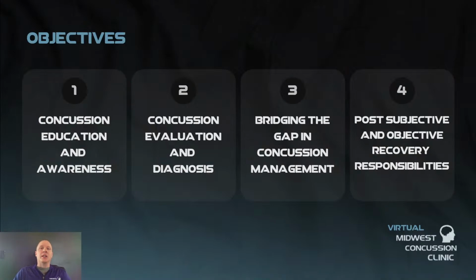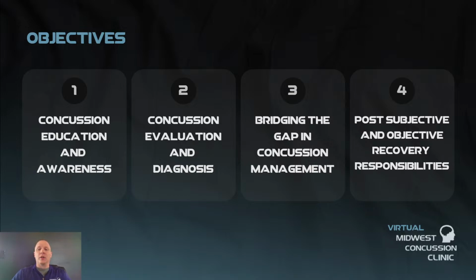The four key objectives that we're going to talk about today: number one, the importance of concussion education and awareness, ways the athletic trainer is in charge of and involved in the education overall of concussions with athletes and injured workers. The second thing is concussion evaluation and diagnosis. What goes into the evaluation of a sports-related concussion, what goes into an industrial-related concussion, and how we look at diagnosing concussions as a whole.